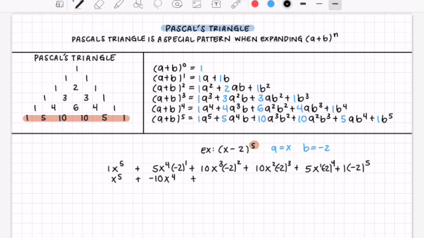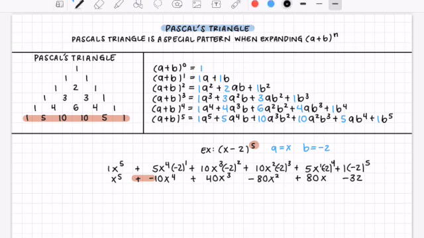This becomes positive 40 x to the power of 3. We get here -80 x to the power of 2. We get over here 80x. Then the last one here is -32. So right here, the only one that I really need to change is this one right here. And I think that was it.